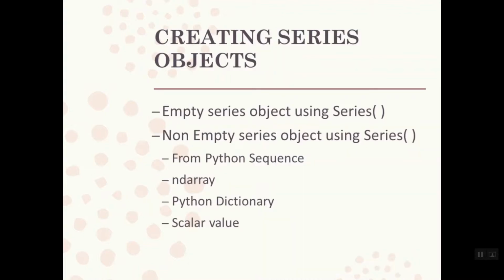Now, creating a series object. An empty series object can be created by using the Series function, and a non-empty one can be created from a Python sequence, ndarray, Python dictionary, or scalar values. So let's see how to create a series through a Python sequence. A sequence is a value that gives you the range. Like previously we had seen in the previous slide, the range 20, 25 gives you the numbers from 20 to 24. Through this manner, we can create a series by sequence.